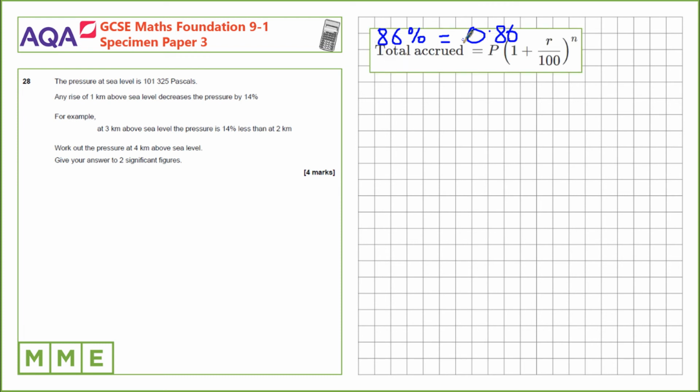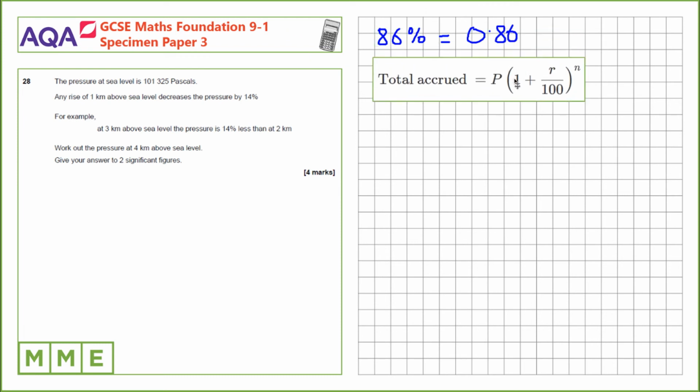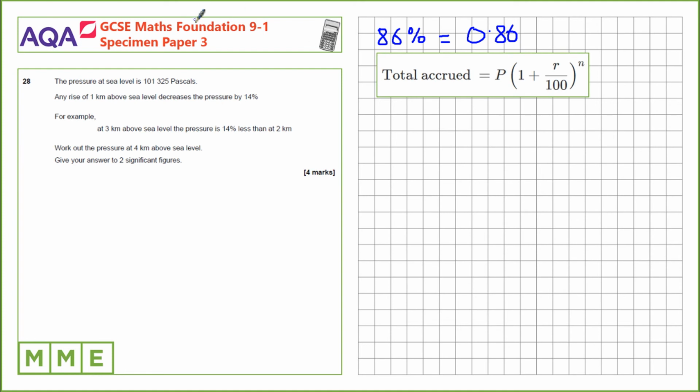So we're going to use our formula for compound interest. This works in the same way for a depreciation. We need to take our initial value, 101,325, multiply it by the multiplier, which in this case is a depreciation, and take it to the power n, which would normally be something like years in compound interest, but in this case we're going to have this as kilometers. That's to the power 4. If we calculate this, we get 55,425.6, and we're given that to two significant figures, so we'll round that to 55,000.